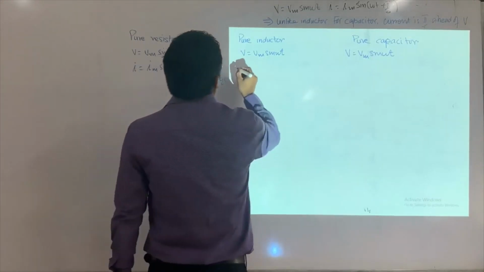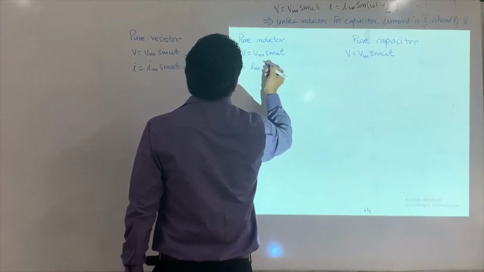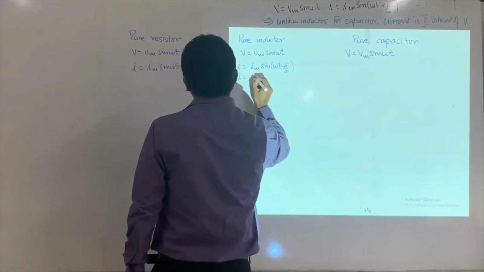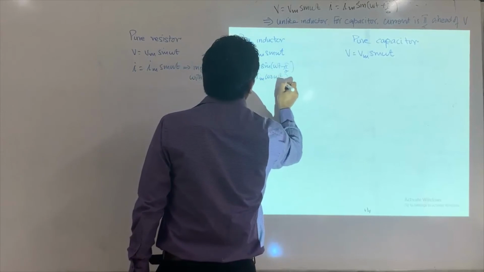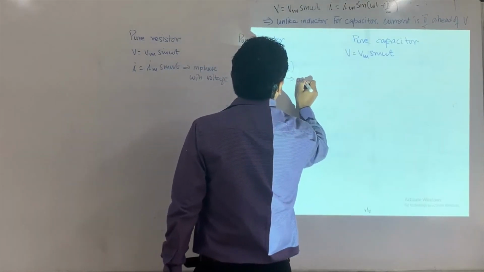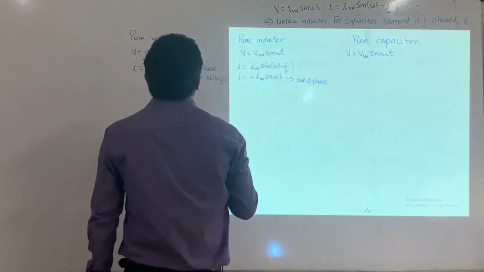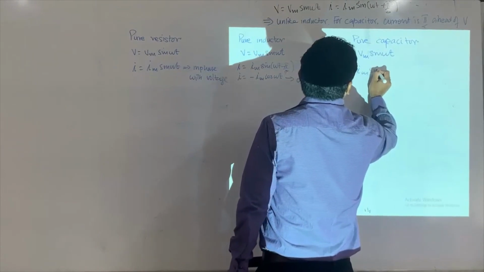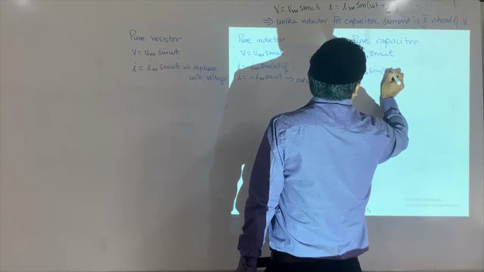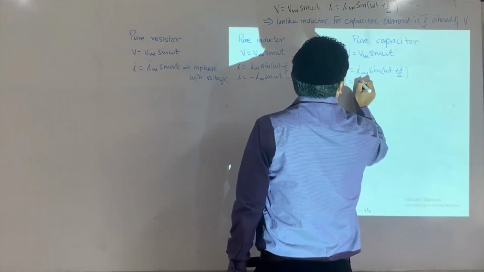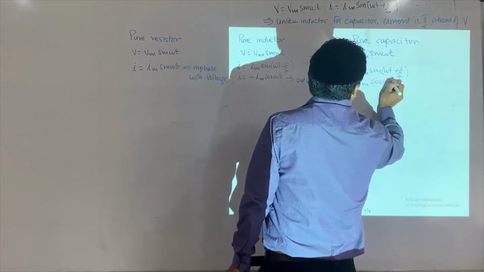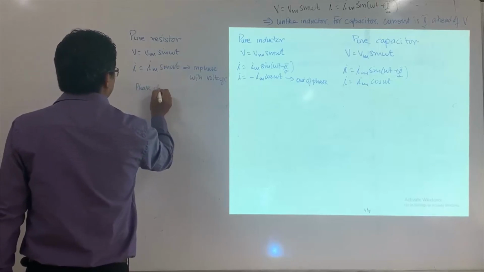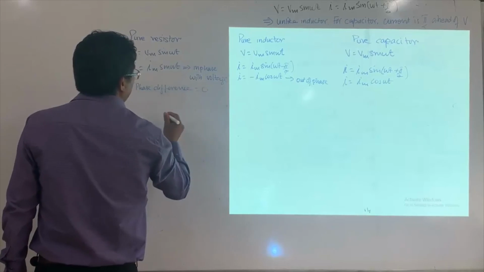For the inductor, current is I equal to Im sine omega t minus pi by 2, or I equal to minus Im cos omega t. It is out of phase. For the capacitor, I is equal to Im sine omega t plus pi by 2, or I is equal to Im cos omega t. For the resistor, the phase difference is zero.